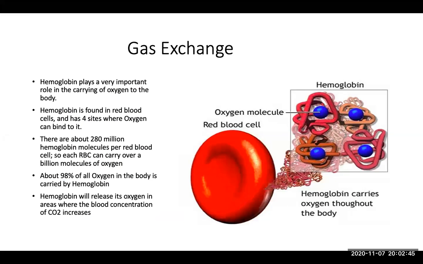Here's another look at gas exchange. Again, a little bit talking about hemoglobin. Hemoglobin plays a very important role in the carrying of oxygen. It's found in red blood cells and has 4 sites where oxygen can bind to it. There are about 280 million hemoglobin molecules per red blood cell. So each red blood cell can carry over 1 billion molecules of oxygen. About 98% of all oxygen in the body is carried by hemoglobin, and hemoglobin will release its oxygen in areas where the blood concentration of carbon dioxide increases.